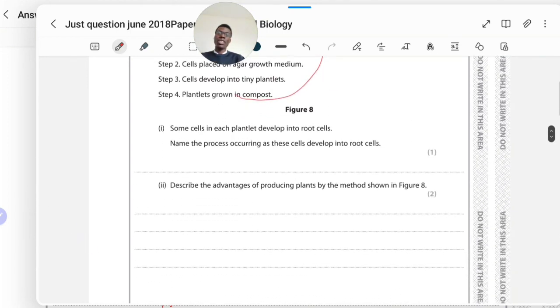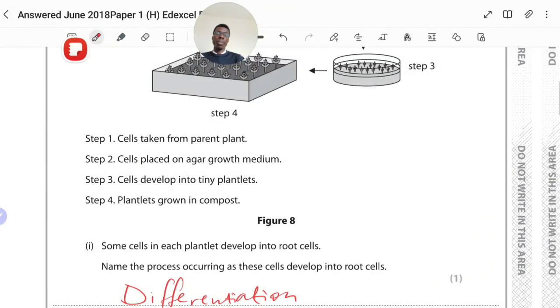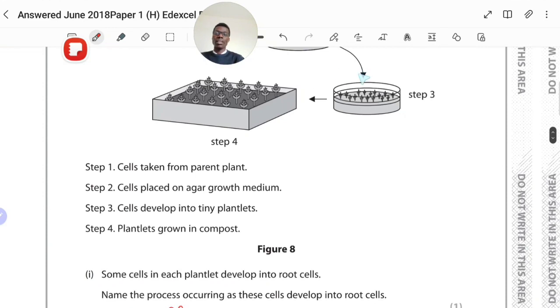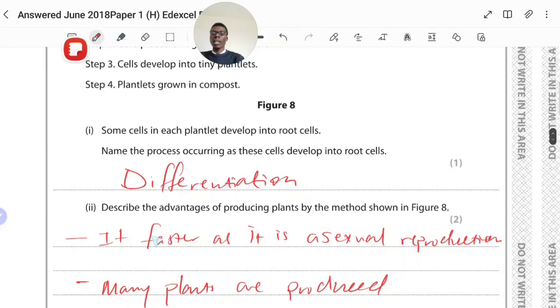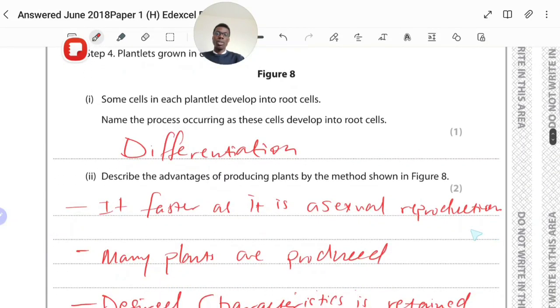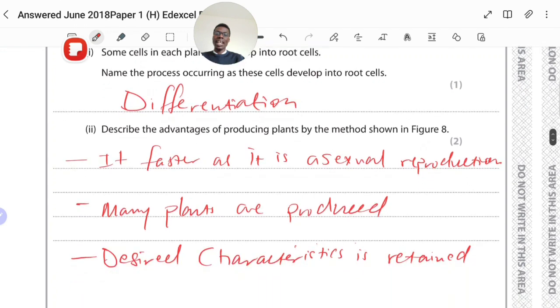So describe the advantage of producing plants by this method. Well, you want to remember, what type of method is this? You picked a cell, you didn't have two gametes. Of course, that is asexual reproduction. So, it is faster as it is what? Asexual reproduction. Many plants are produced, their desired characteristics can be retained.